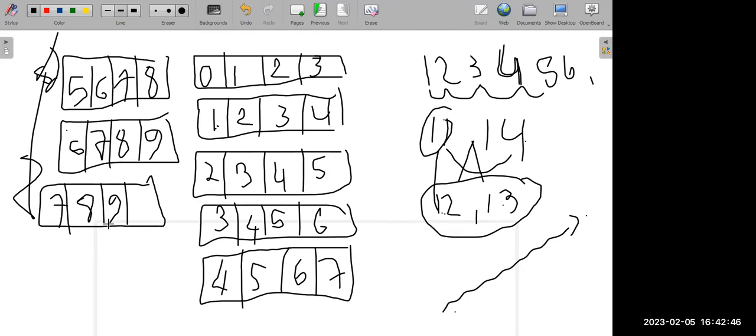Then what? 10. But 10 is two digits, so it cannot be 10, mister. Only one digit. Can we put 0?